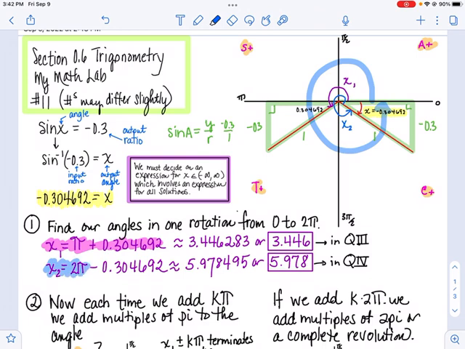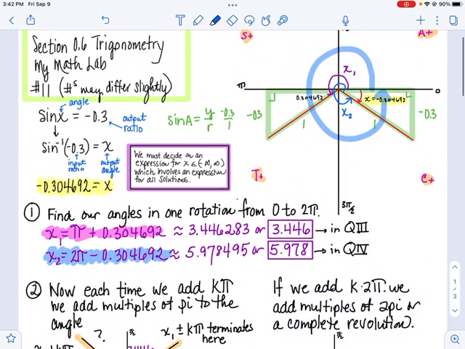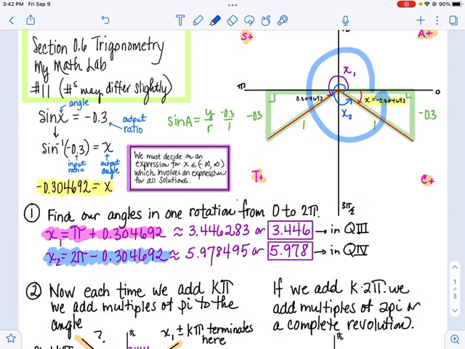So you end up getting 3.446 for the angle that terminates in quadrant 3 and 5.978 for the angle that terminates in quadrant 2. Okay? All right, so enough there.